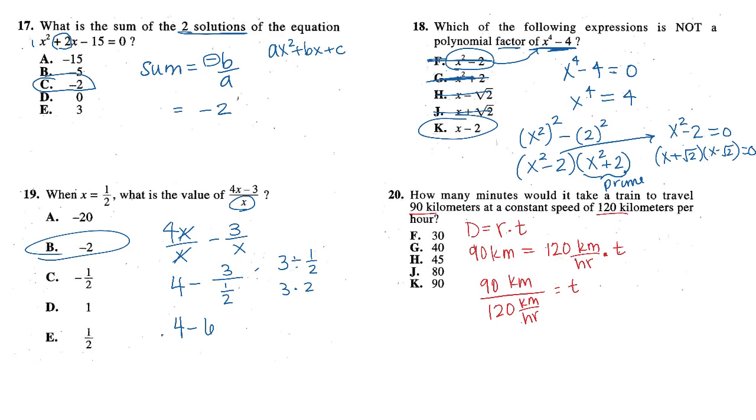And so this is going to give us 90. So that's really, if we reduce this down, we're going to have 3/4 of an hour. But that 3/4, that's in hours, but I needed to know how many minutes. So we need to take 3/4 and we need to multiply that by 60, and that's going to give us 45 minutes. So answer choice H.